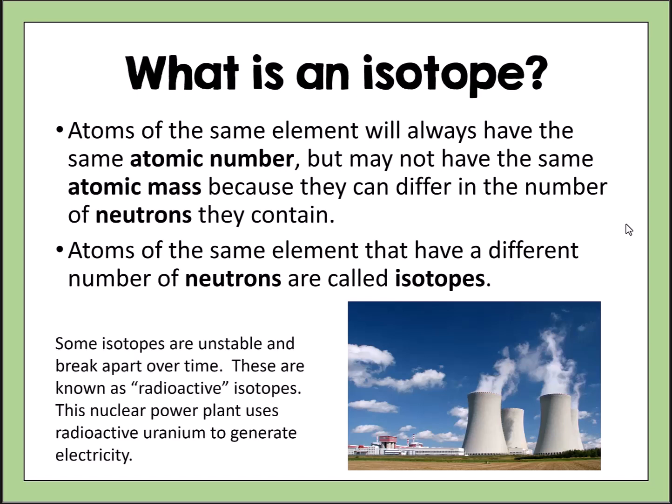And some isotopes are unstable and break apart over time. These are known as radioactive isotopes. This nuclear power plant uses radioactive uranium to generate electricity. So isotopes have a variety of uses. They're used in industry and in medicine and in energy generation, obviously. They can be particularly useful because they break down over time. We can measure how they break down and determine things about various processes from that.